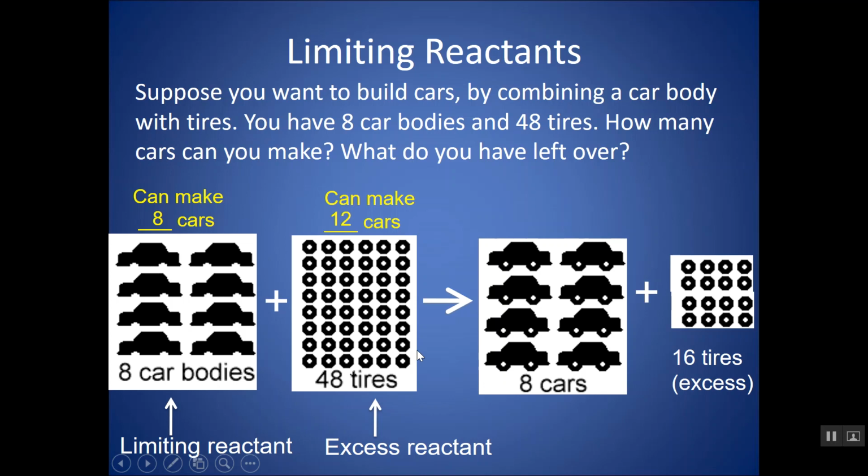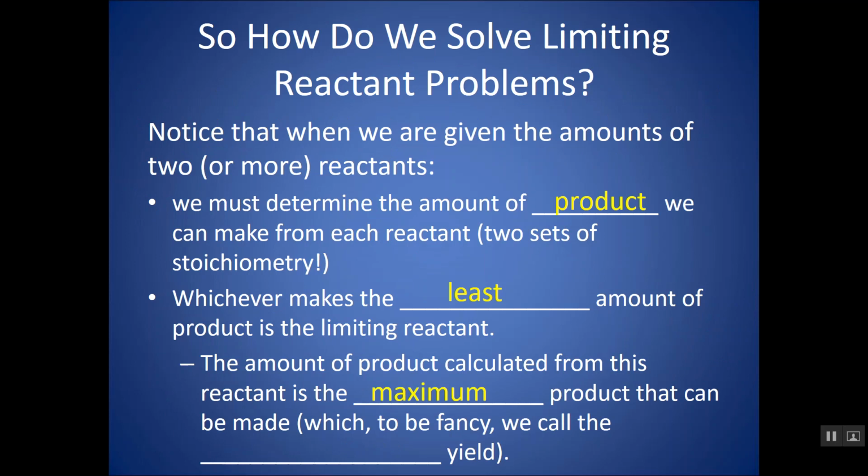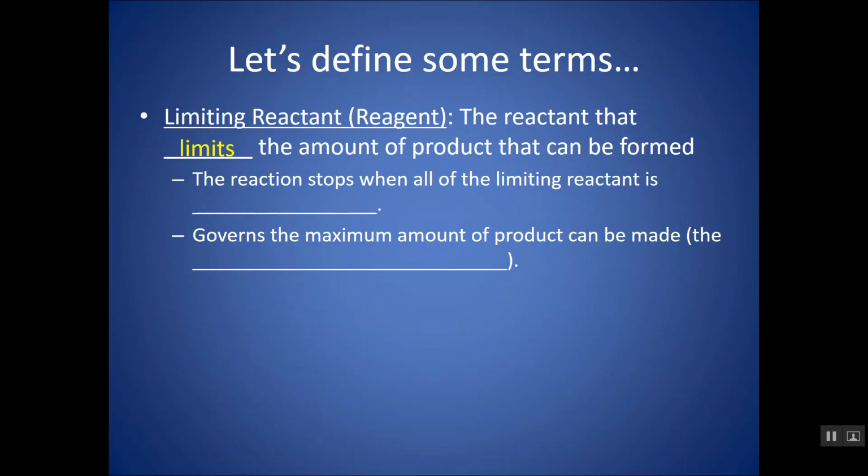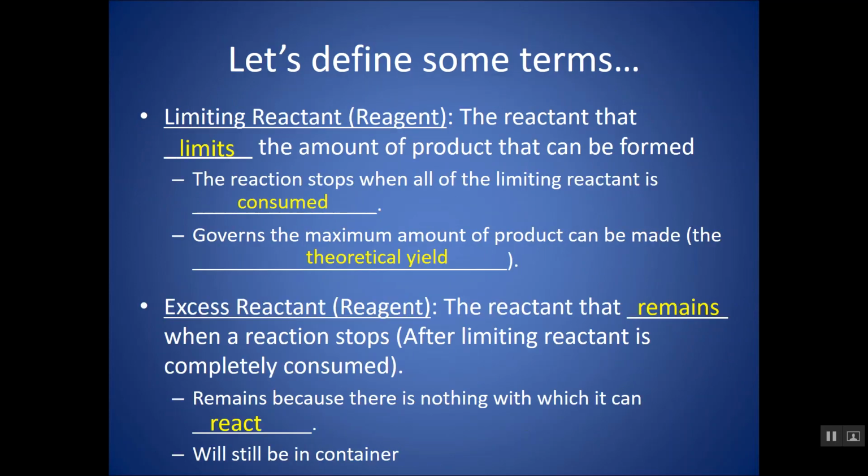So we're going to apply the same kind of problem solving technique to a chemistry problem where we take each of our starting materials, each of our reactants, and figure out how much product I can make with each of them. Whichever gives us the least amount of product is going to be our limiting reactant, and the amount of product that I can make from that limiting reactant we call the theoretical yield. Okay? So let's just get right into a problem.